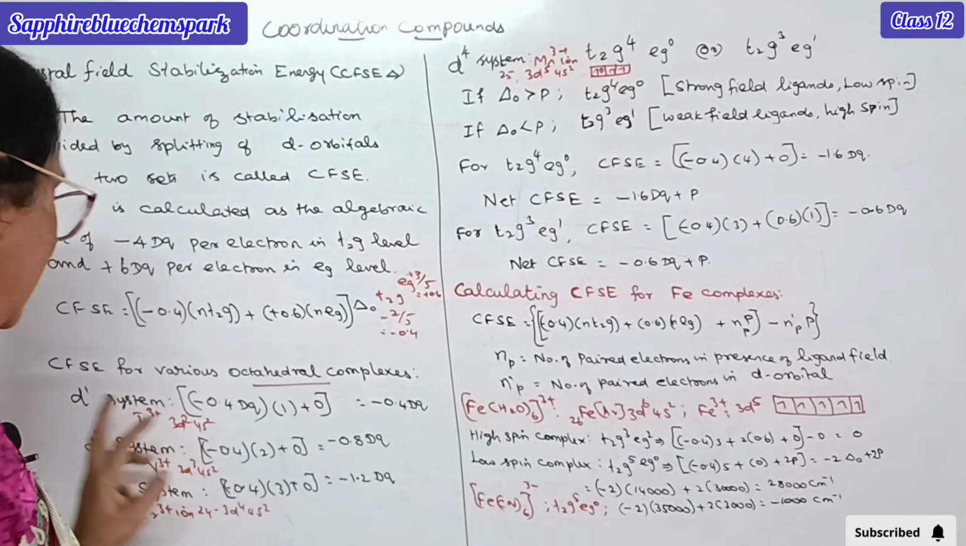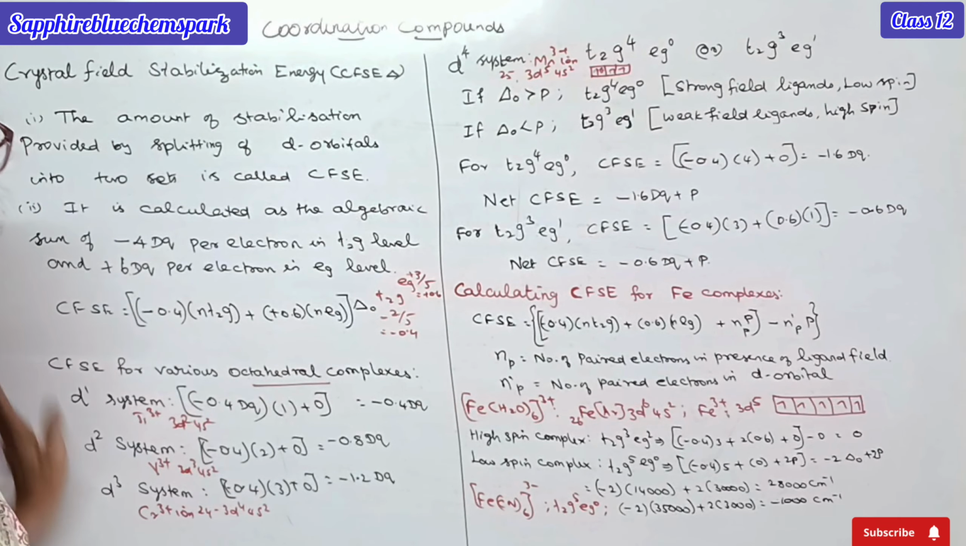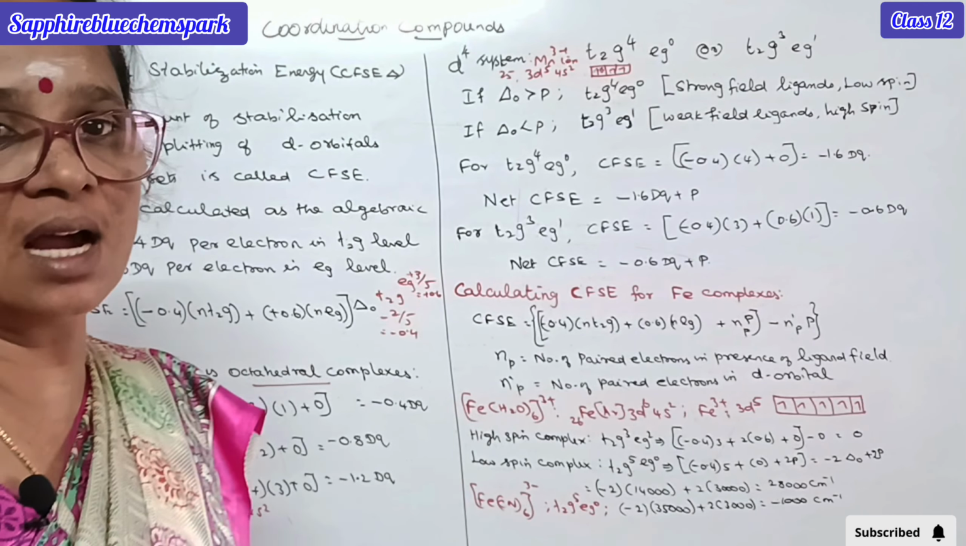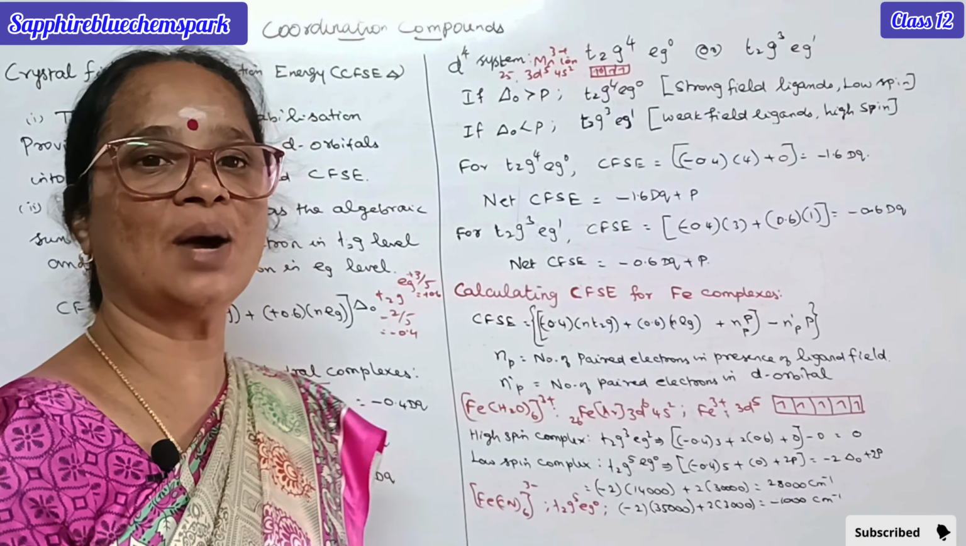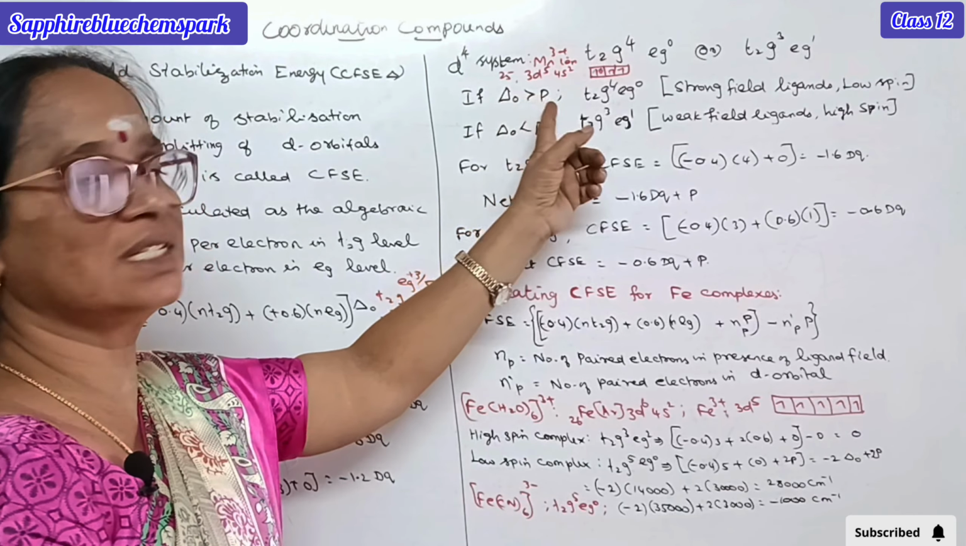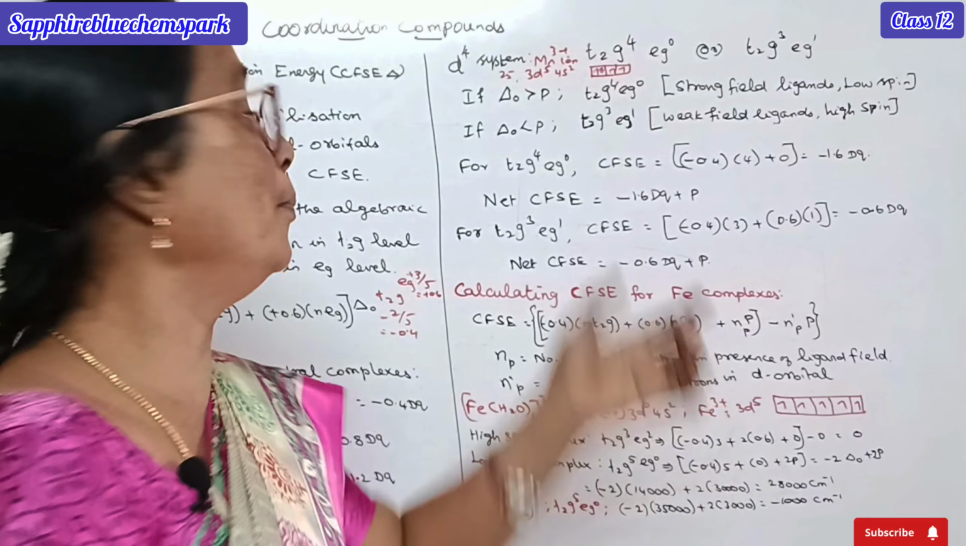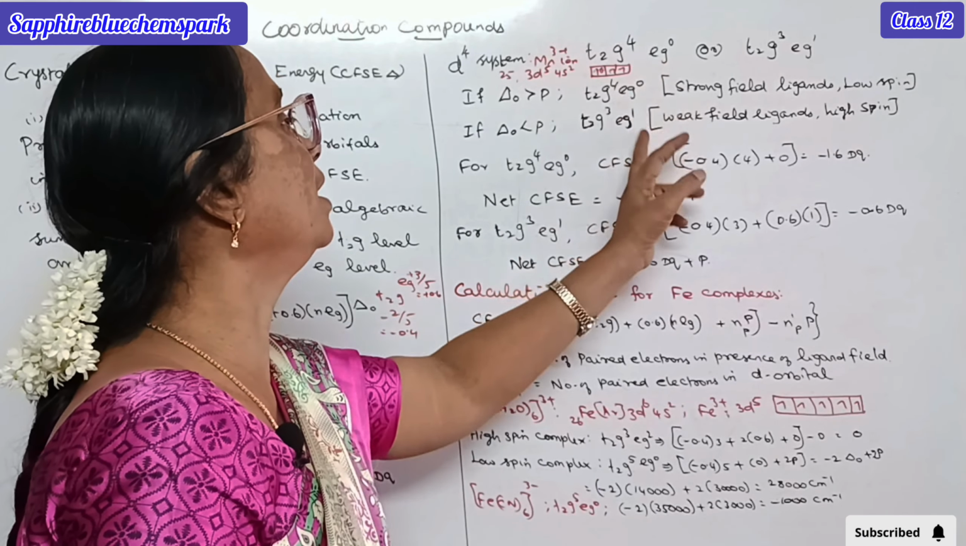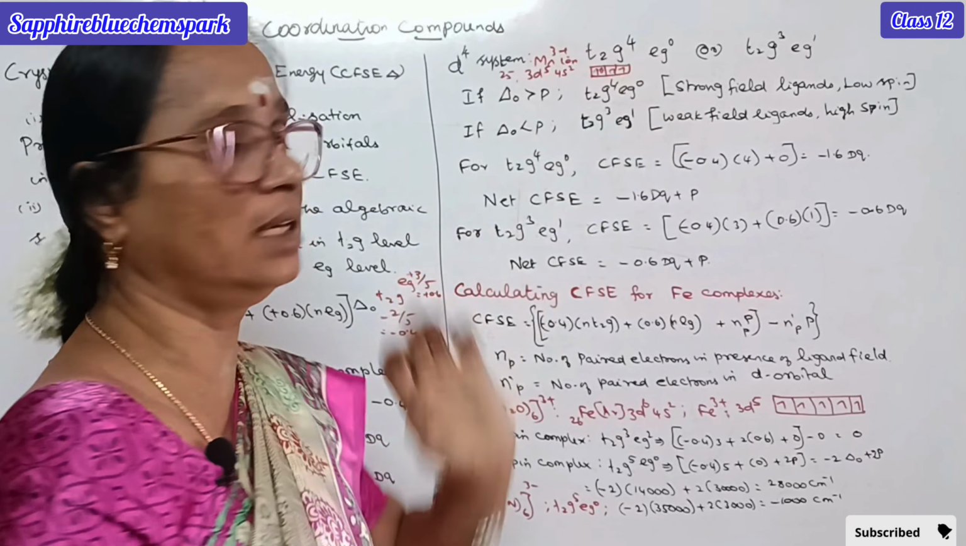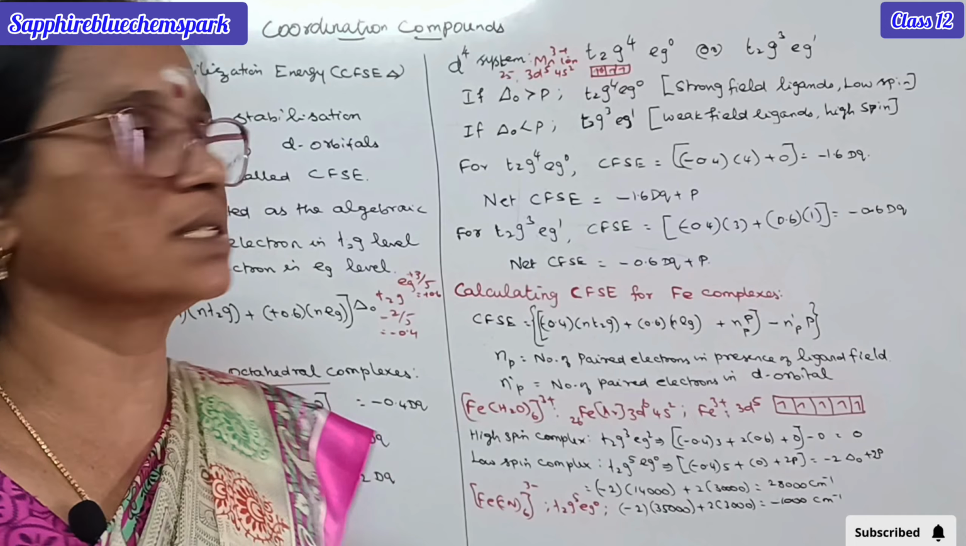So when the d orbital has more than 3 electrons, we have to compare the crystal field stabilization energy with the pairing energy. Based on that only, the electrons can enter their orbitals.